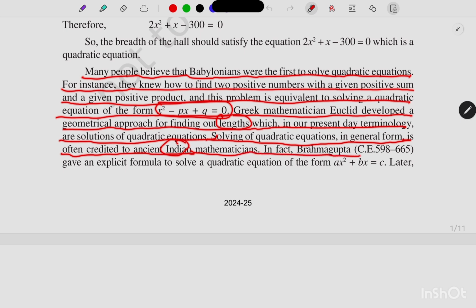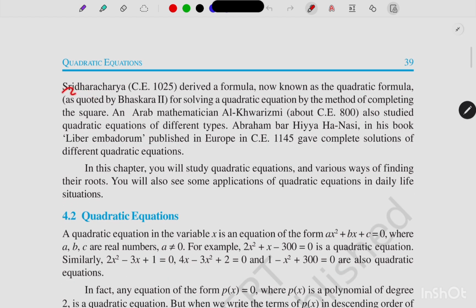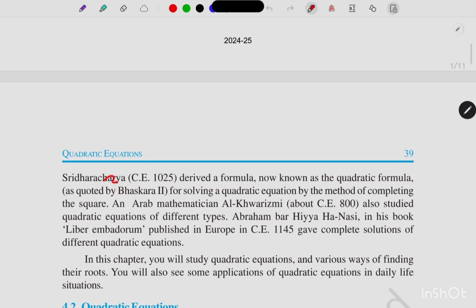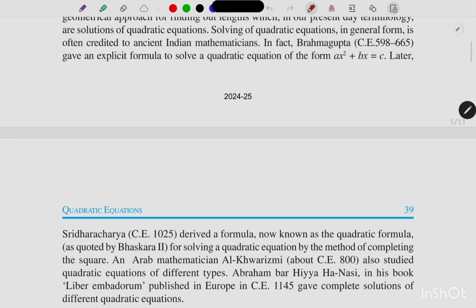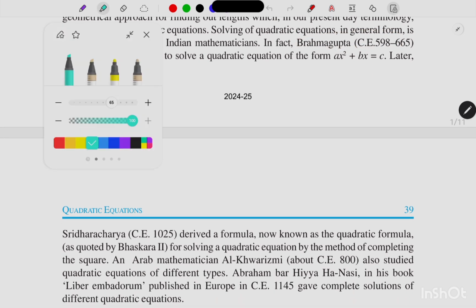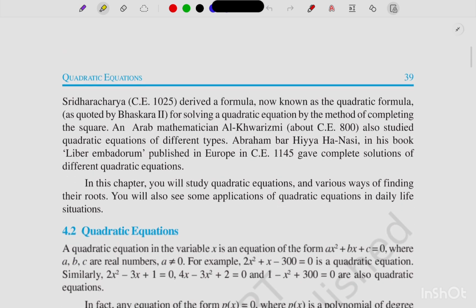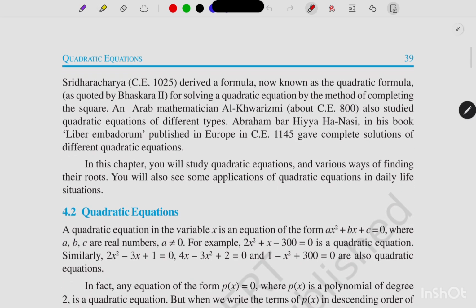Solving of quadratic equations in general form is often credited to ancient Indian mathematicians. In fact, Brahmagupta, that is from CE 598 to 665, gave an explicit formula to solve a quadratic equation of the form ax square plus bx is equal to c. Later, Sridharacharya, CE 1025, derived a formula now known as the quadratic formula. Now, a few things to note here: such questions like where such scientists lived will not be asked on the board exams, but are very important for learning the history of our people, of Indians.